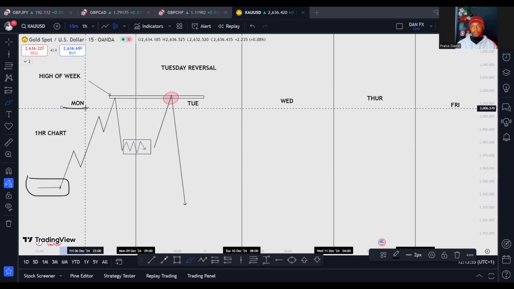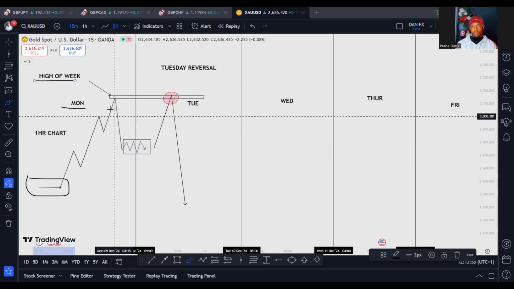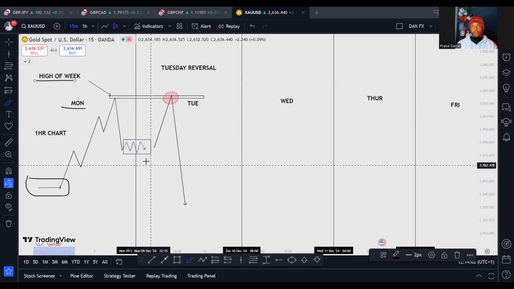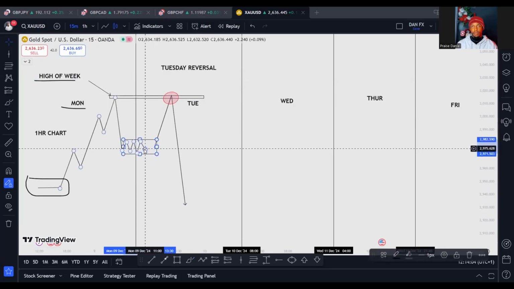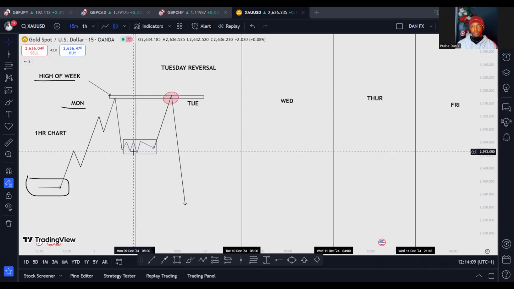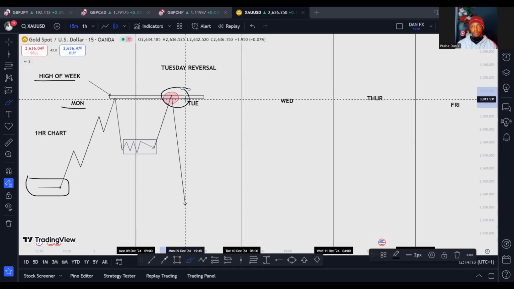So now we have established that this is Monday and this is the high of the week. And then we draw a line or a zone or POI at this high of the week. What you have to do now is wait for price to come back to that high of the week. We test the high of the week, giving us that second leg of the M formation.